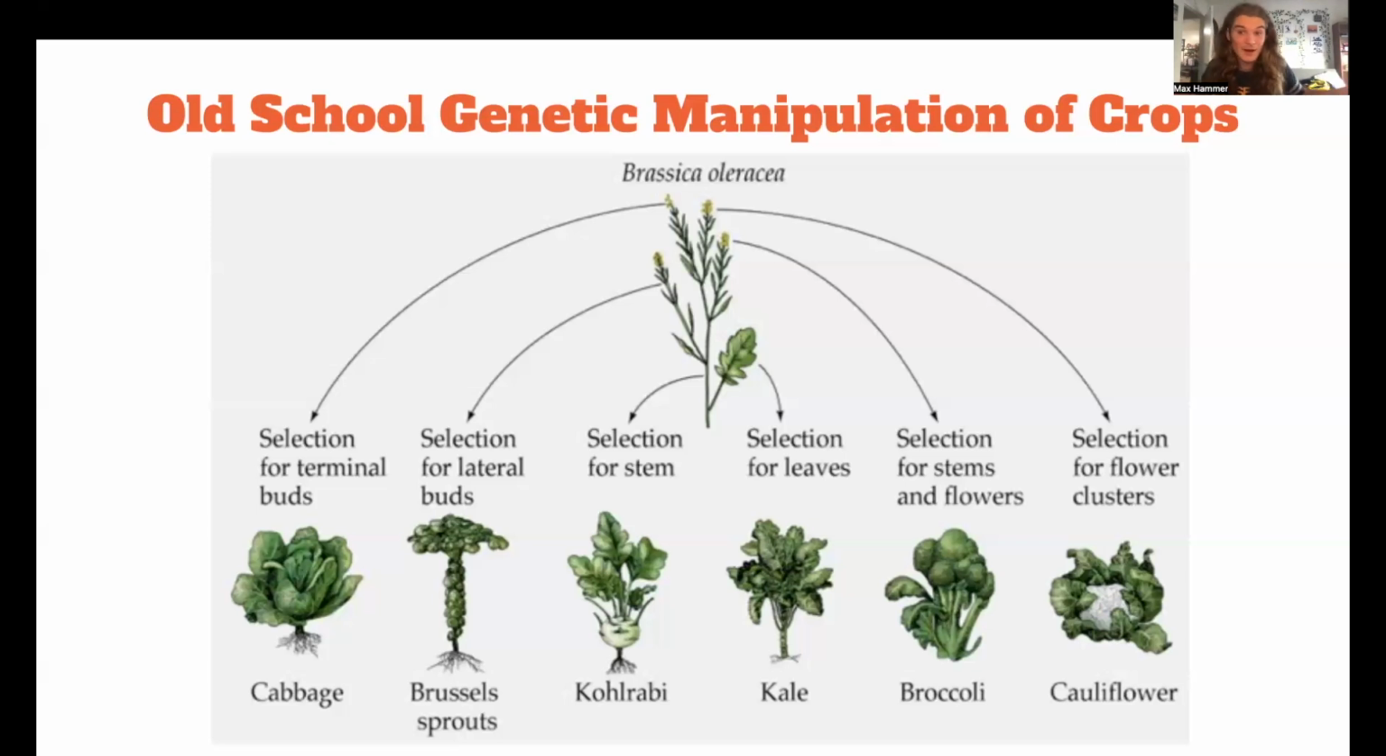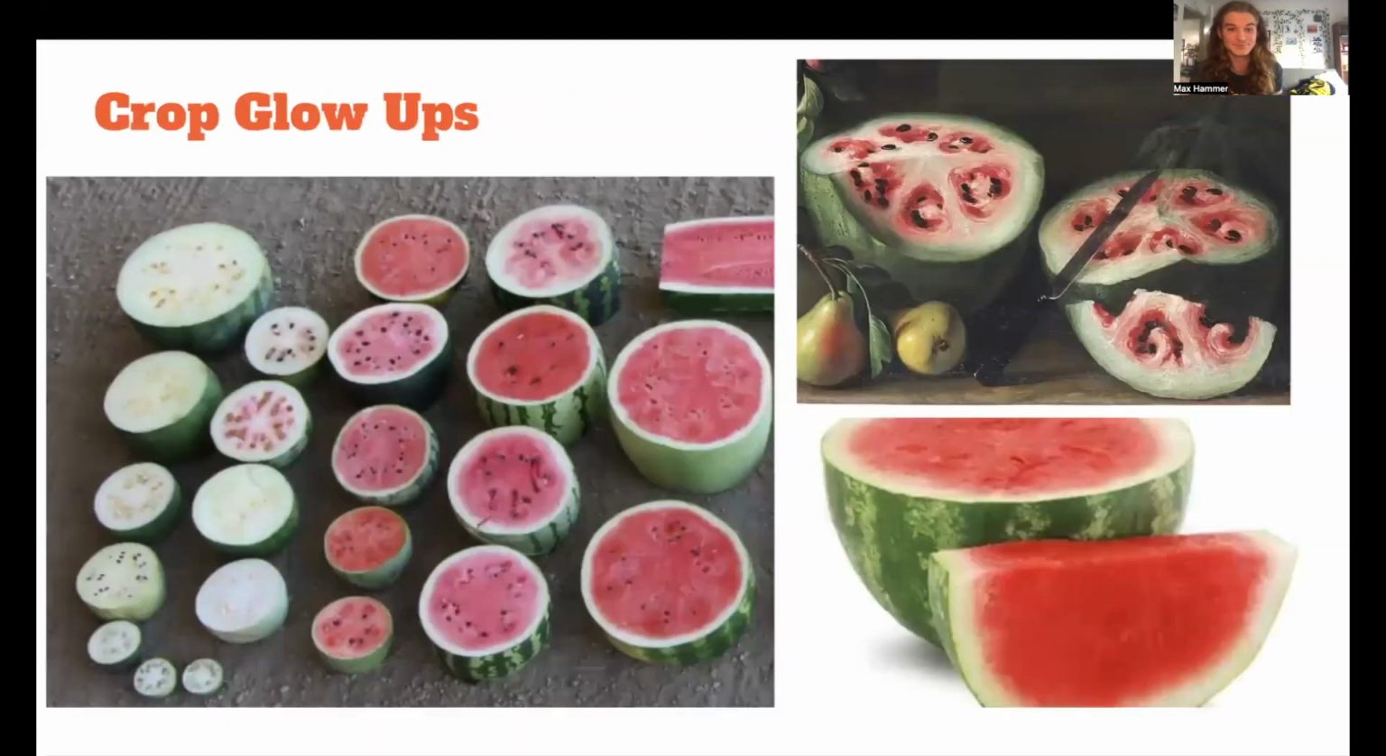So we've been genetically modifying plant species for as long as humans have been growing plants. We just didn't realize that that's what we were doing. But it was always genes underneath in those cells all along. It was always DNA. So I just want to go through and show a couple of, in my opinion, really interesting glow-ups for different fruits and plants that we used to eat.